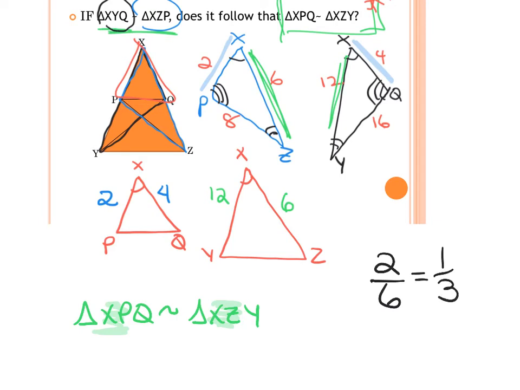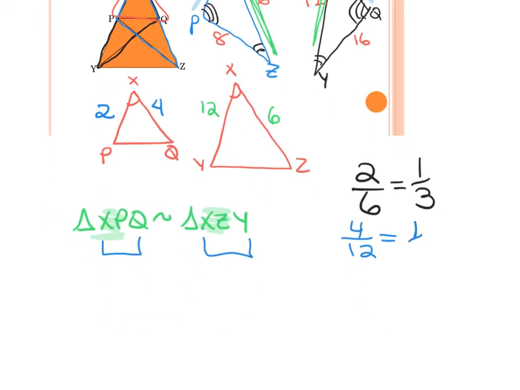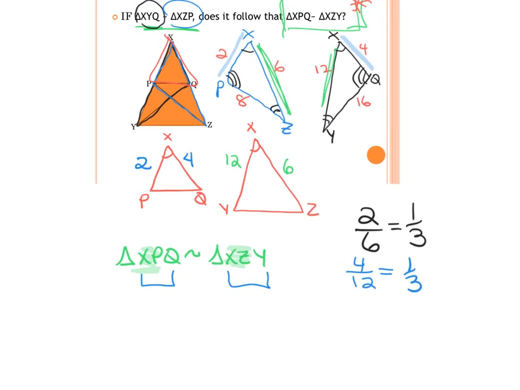And then if I take the XQ, which is the first and the last, and match it with the first and the last here, I'm going to do 4/12. Notice this one also simplifies to 1/3. So because the two sides that formed my congruent angle X are proportional, I could say, yes, it does follow that these triangles are also similar. And the reason is side angle side.